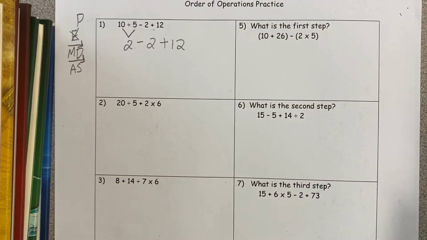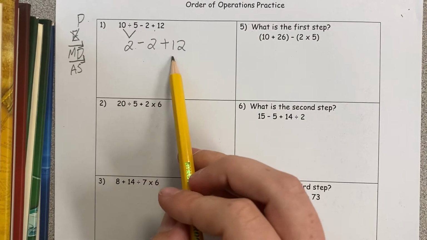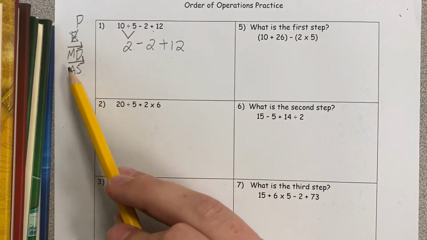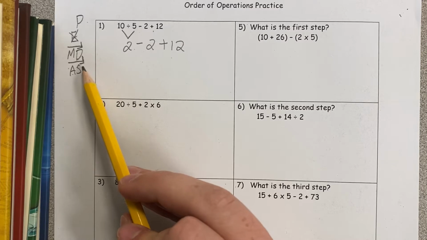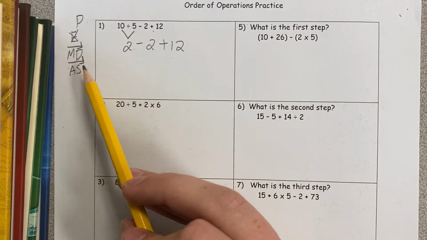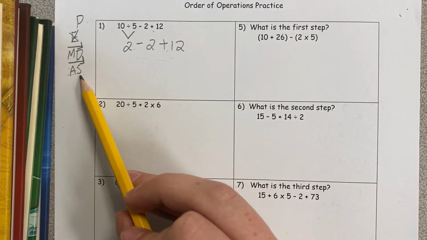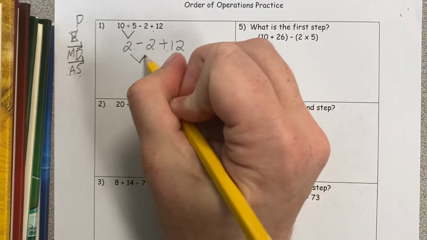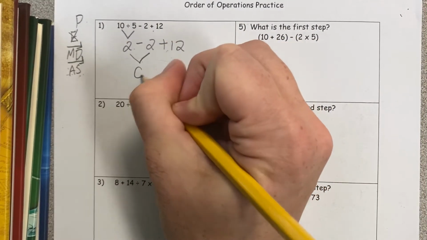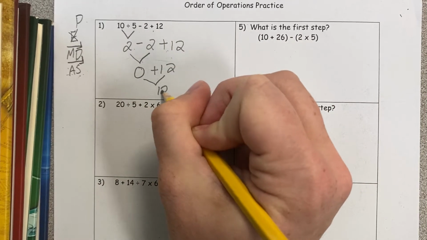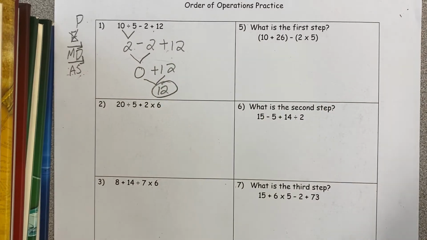Okay? So next, I have subtraction and addition. This is where it gets tricky. If I look, addition and subtraction are supposed to be read left to right, which means my first step is not going to actually be addition, because when I read it from left to right, since addition and subtraction are equal, I'm going to do 2 minus 2 first and get 0. Then I can do my 0 plus 12 for my answer to be 12.